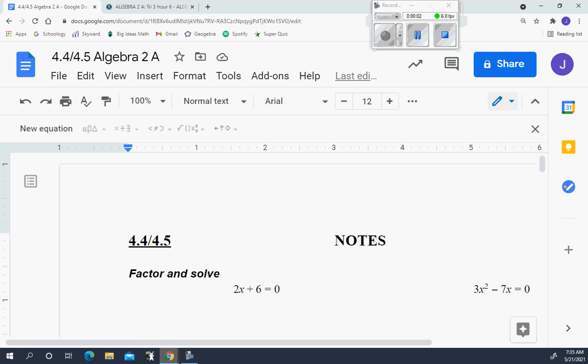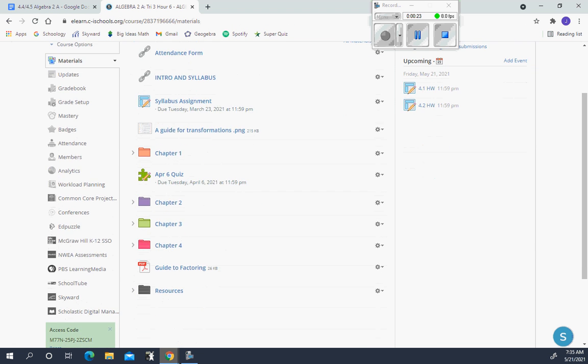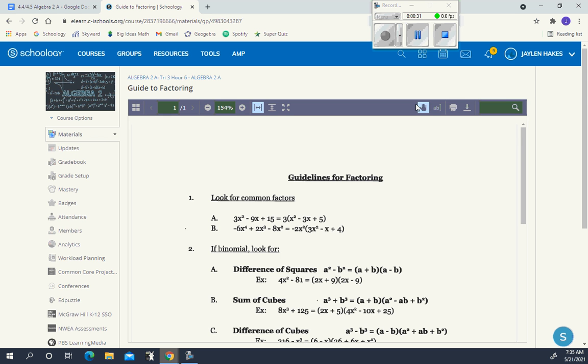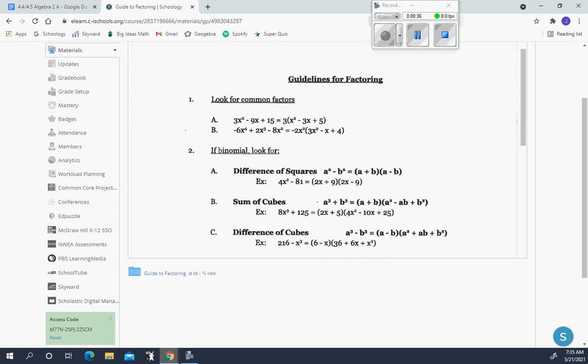All right, final lesson of the year, final lesson of Algebra 2A, 4.4, 4.5, is all about factoring and solving for x. Okay, factoring. On your Schoology page, on the front page, right below the Chapter 4 folder, is this Guide to Factoring. This is not a worksheet, just a little helpful, hintful sheet that you can use to help factor.